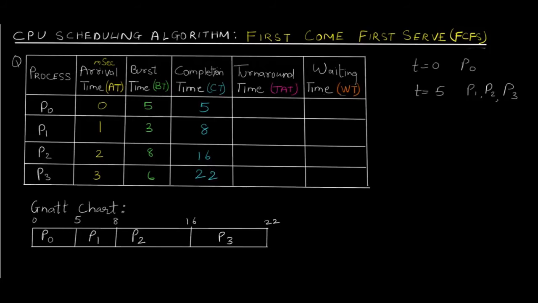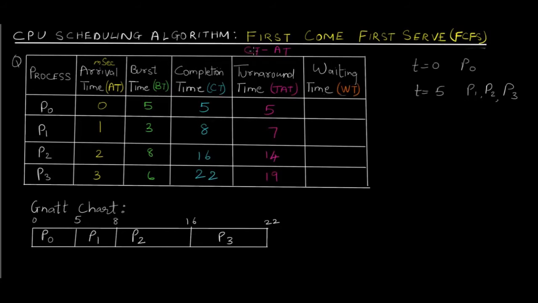So up until now it was pretty straightforward. We got all those values just by looking at the Gantt chart. The turnaround time, we have a formula for that, that is CT, completion time, minus the arrival time, AT. So we have 5 minus 0, which is 5, 8 minus 1, which is 7, 16 minus 2, that is 14, and 22 minus 3, which is 19.